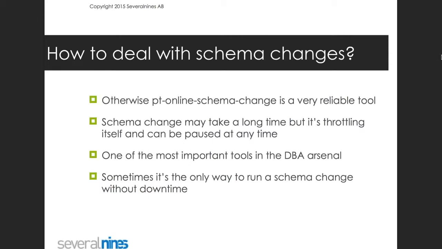So the problem is that it creates some impact, and the schema changes may take a long time. But thanks to its throttling ability, it makes those changes still feasible to execute. You can actually even force a pause on this tool at any given time. So it's one of the most important tools a DBA has, and sometimes it's really the only way to execute the change without taking a long downtime.